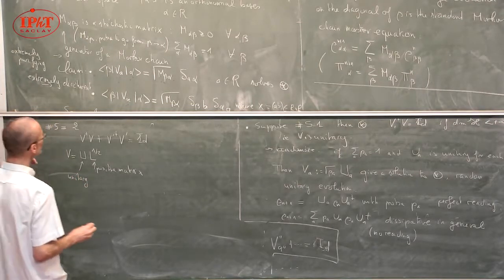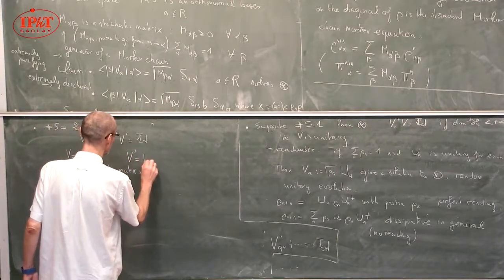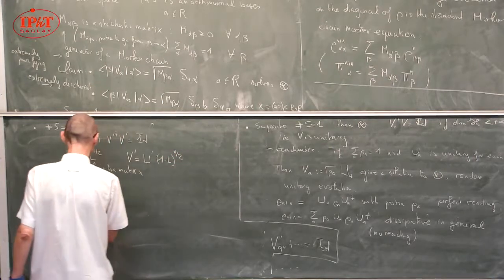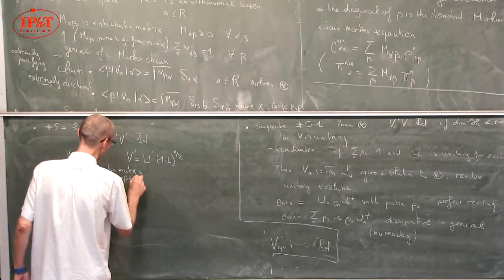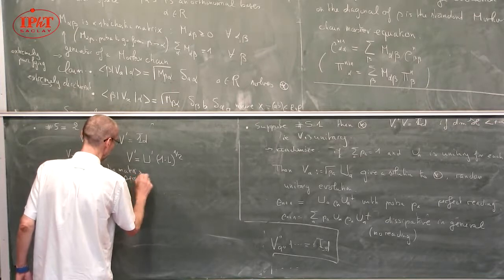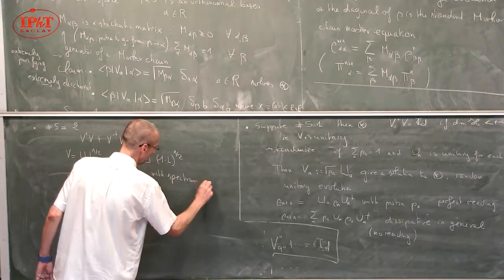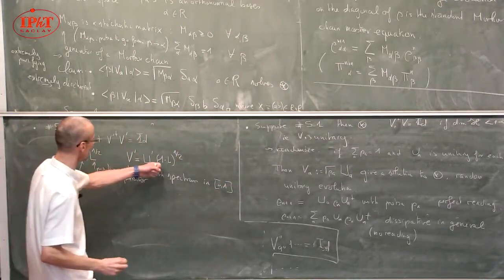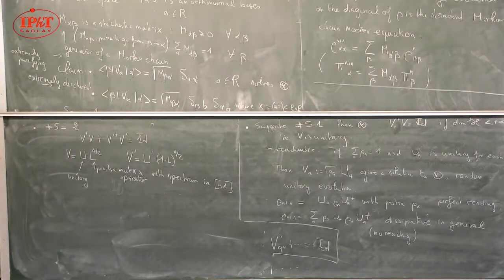And then you will immediately realize that you can write V prime equal to U prime times (1 minus L) to the 1/2, where L is a positive matrix or operator with spectrum in the interval [0,1]. So that L to the 1/2 makes sense, and (1 minus L) to the 1/2 makes sense. So this is the general solution when the cardinal of S is equal to 2.